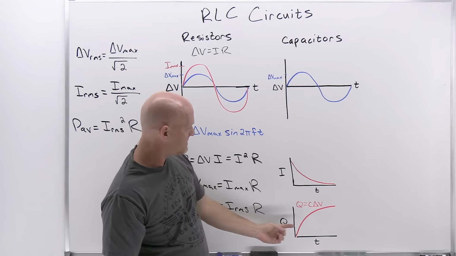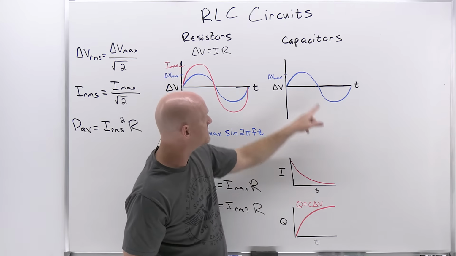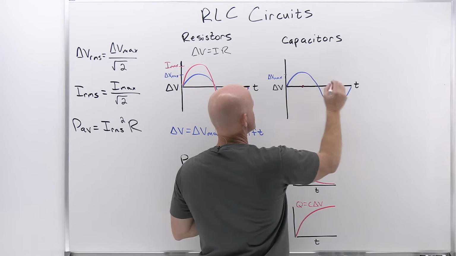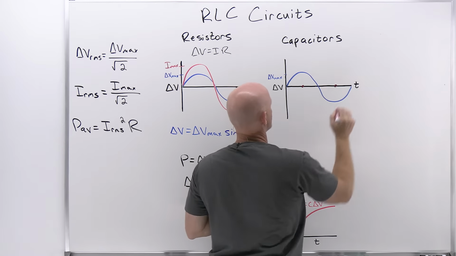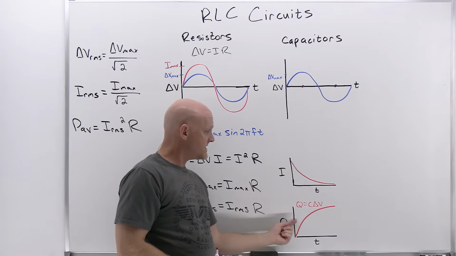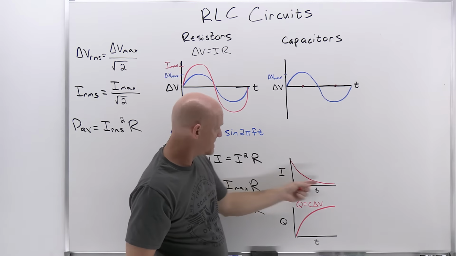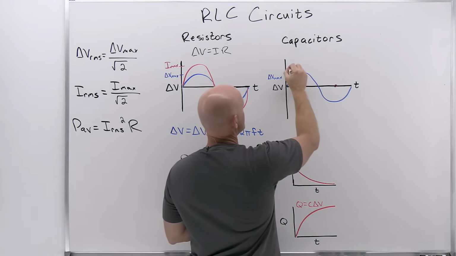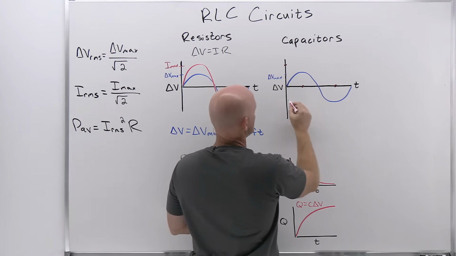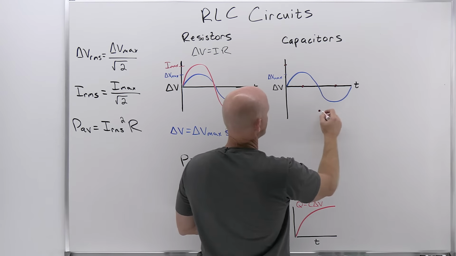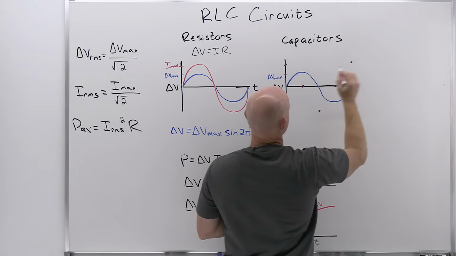So where do we have delta V being a maximum? Well, right here, and that's where the current here is going to be 0. Okay. And again, going the other way, when delta V is at a maximum, current is 0, and then when delta V is 0, the current's going to be at a maximum. We'll change polarity, and it'll be at a maximum in the opposite direction, and we'll change polarity again, maximum in the other direction.